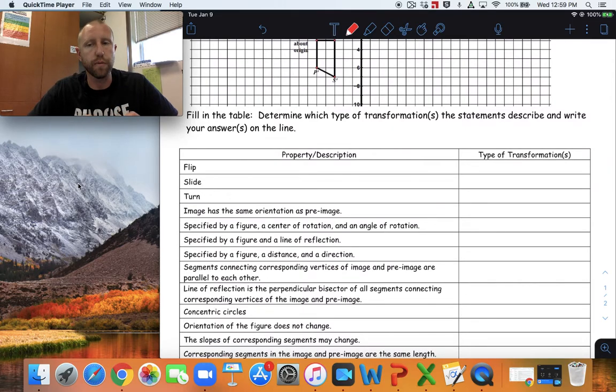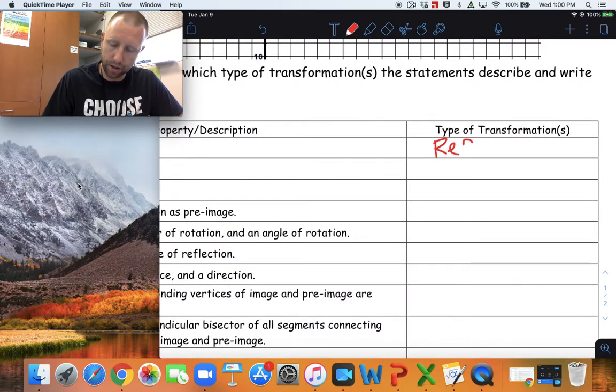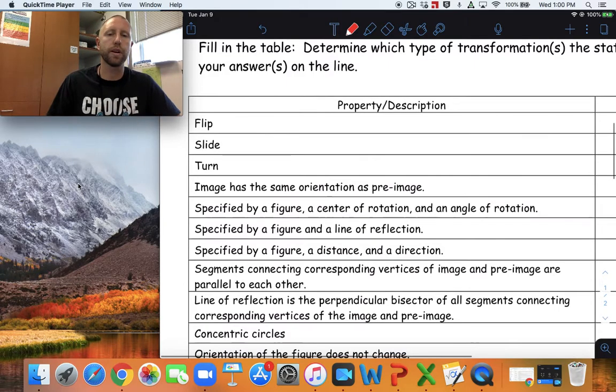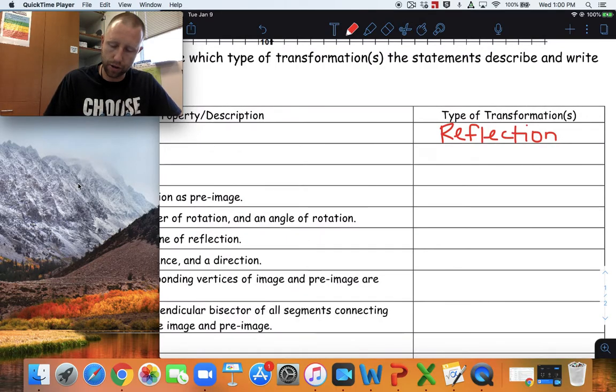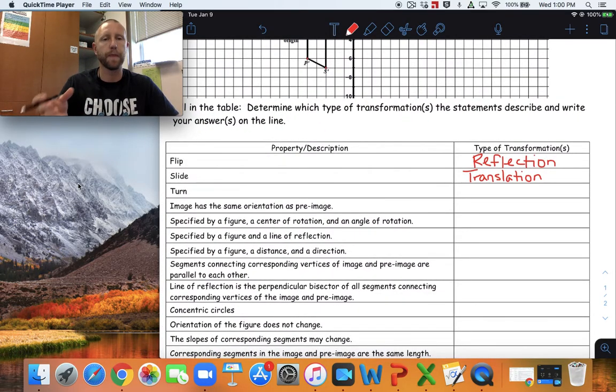So it says fill in the table, determine which type of transformation the statements describe, and write your answers on the line. For the first one, a flip, well, we also call that a reflection. So we're going to put reflection in for that first one. For the next one, a slide, where you slide the object on the coordinate plane, we know that that is called a translation now. For the next one, if we turn a shape, like you turn a doorknob, right? If we turn a shape, that is called a rotation.